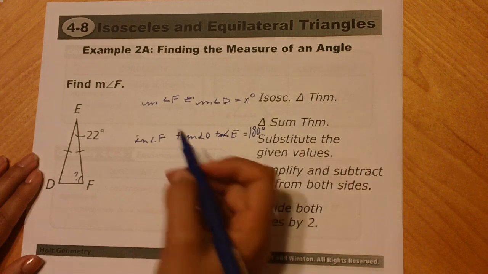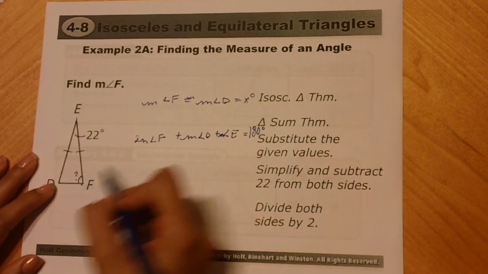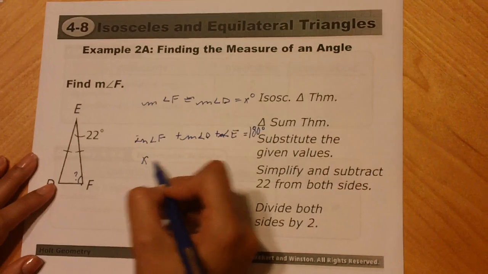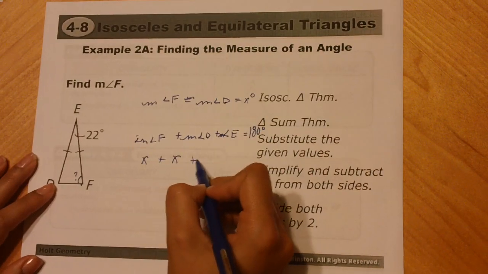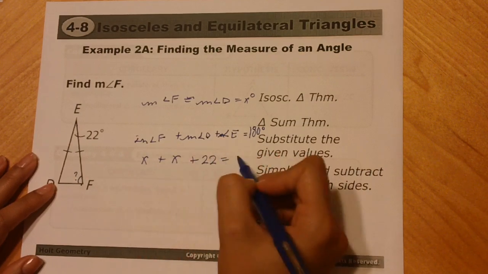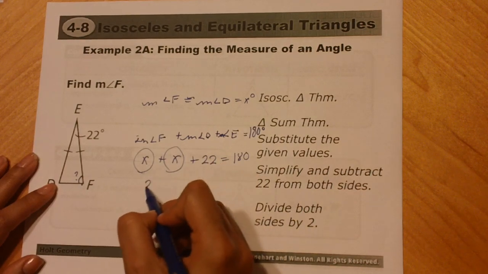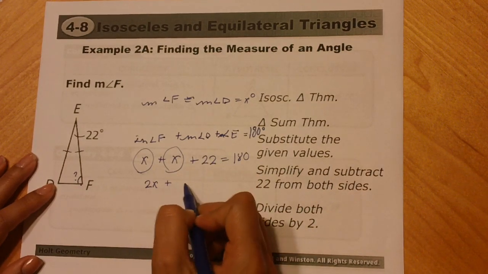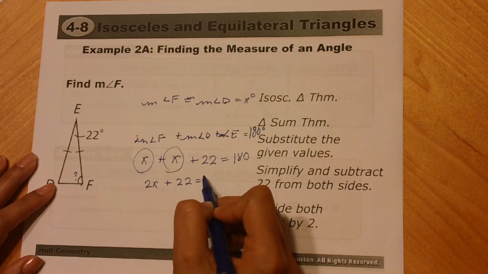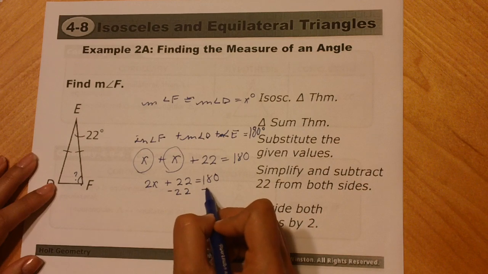And now that I have all of that, I can substitute the different values that I have. So D and F, I don't know, but I've assigned X because I know that they are the same. And then E is 22 degrees, and that is going to equal 180. Well, if I add these two together because they're my like terms, I get 2x plus 22 equals 180. I can subtract 22 from both sides.